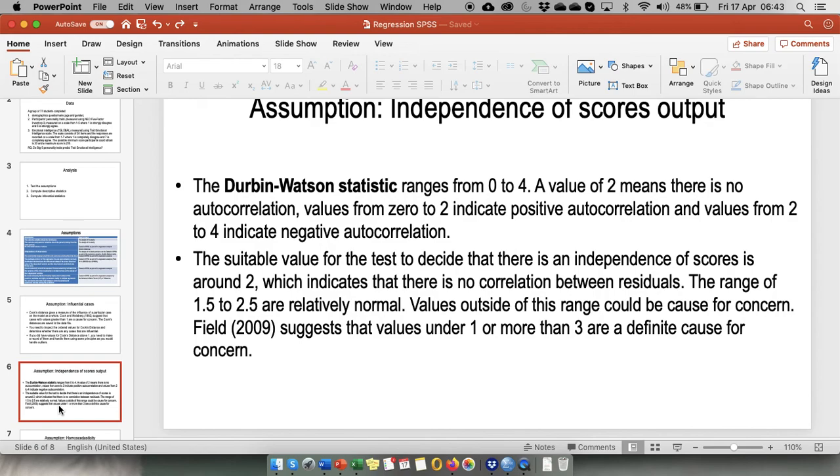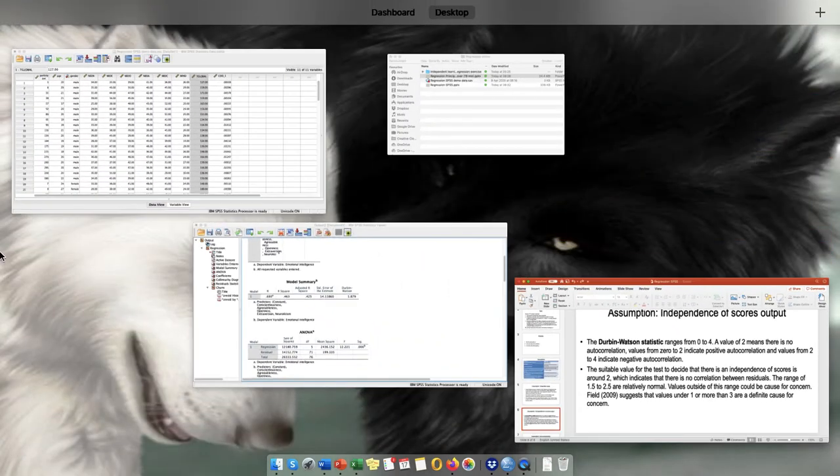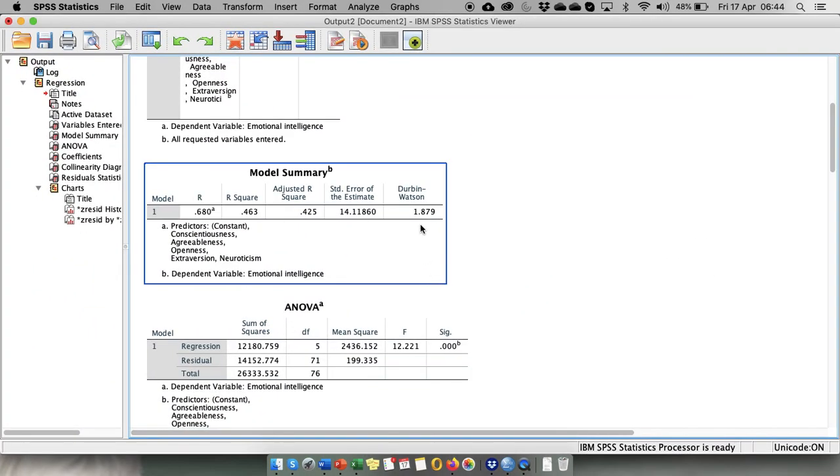In this case, we'll consider it quite normal and quite good, and Field suggests that values under 1 or more than 3 are a definite cause for concern. In our case, our value is close to 2, it's 1.8, so it falls between 1.5 and 2.5, and in this case we can proceed with the analysis because we meet the assumption.